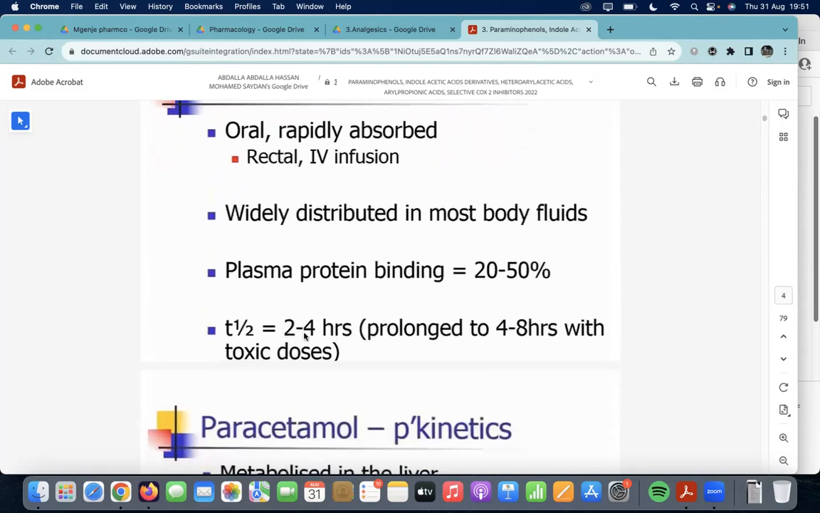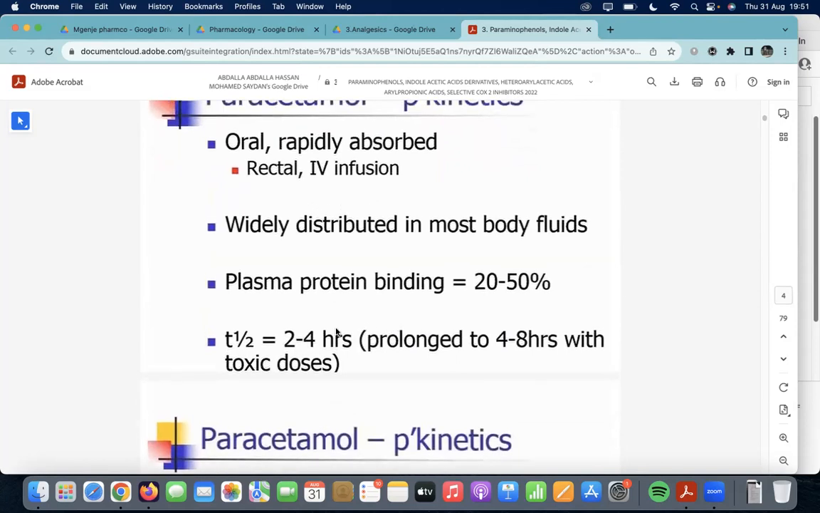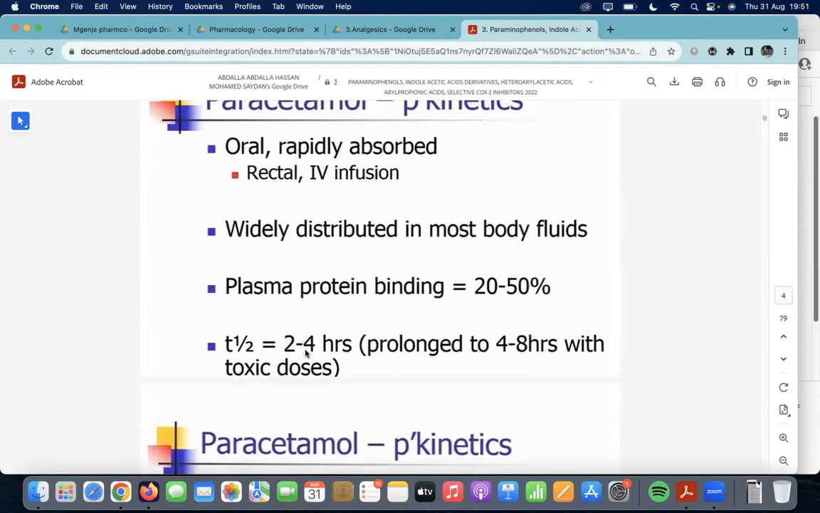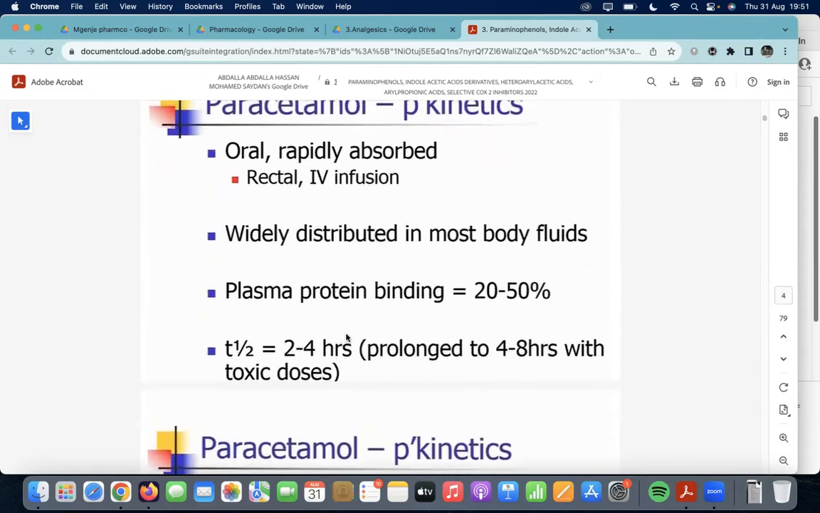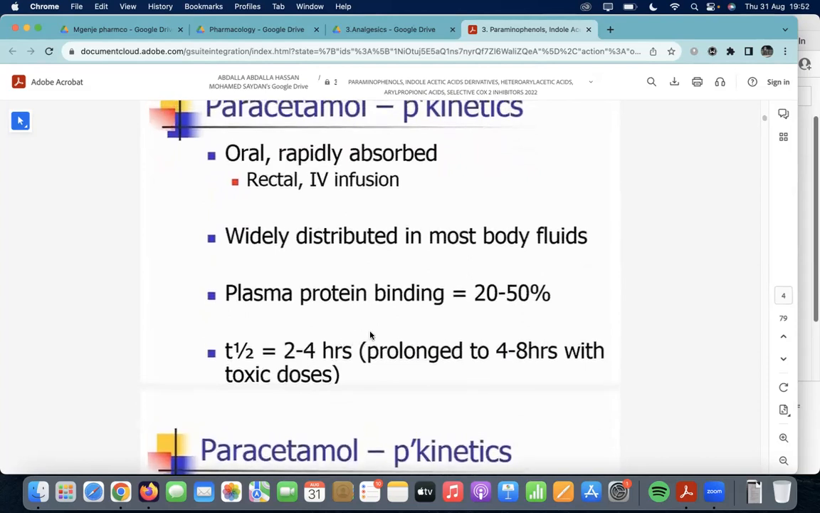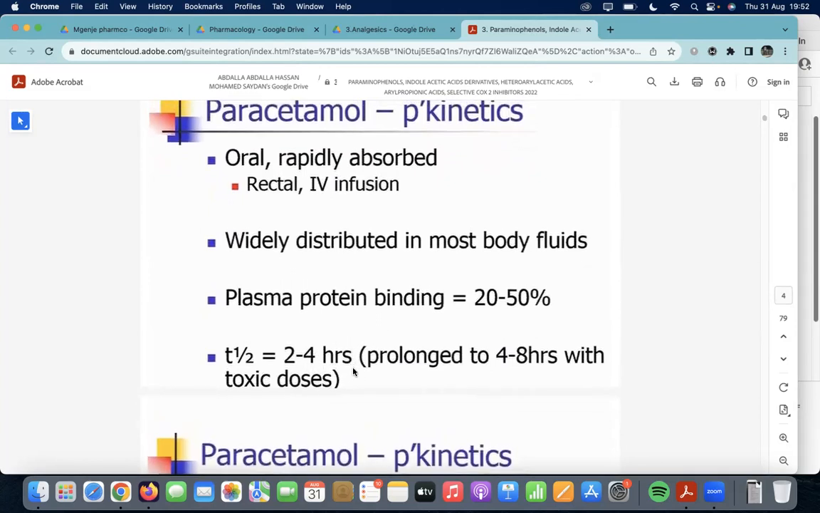Half-life, 2 to 4 hours. In the exams, they like asking about these half-lives a lot, especially in the MCQs. But I think we once told in a lecture that for the half-lives, you just need to capture the drugs which have those very, very outstanding half-lives.